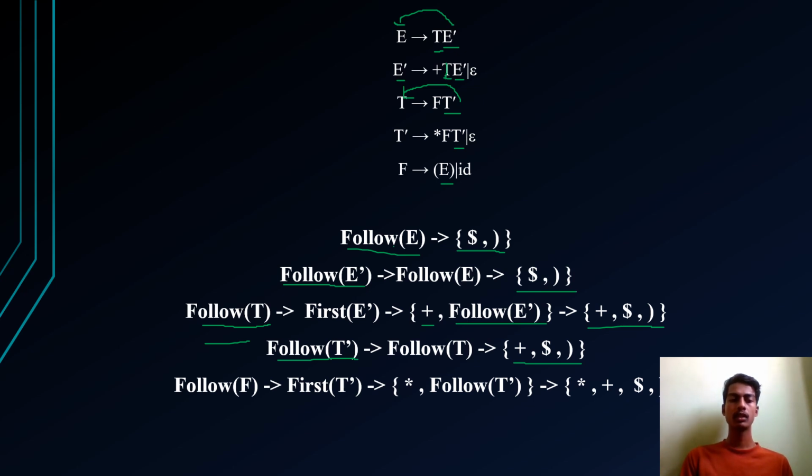Then finally we need to construct the follow for F. Now let us consider F is here and here. In front of F we have the non-terminal T dash. Therefore we need to construct the first of T dash. For first of T dash the symbols are star, then epsilon is there. In follow we don't have any epsilon, therefore we eliminate this. Then we go to follow of T dash. Here follow of T dash is plus dollar closing parenthesis. Therefore follow of F is star plus dollar and closing parenthesis.